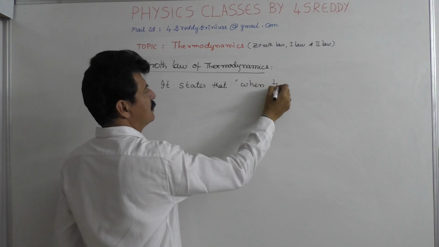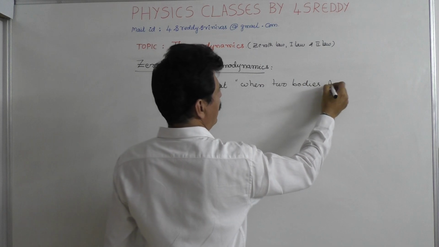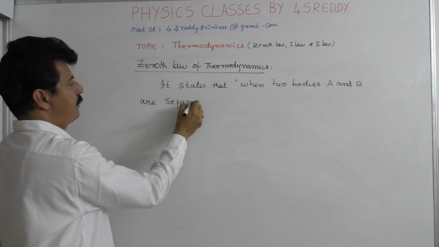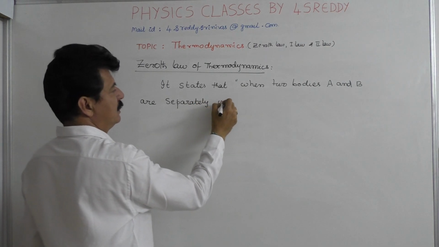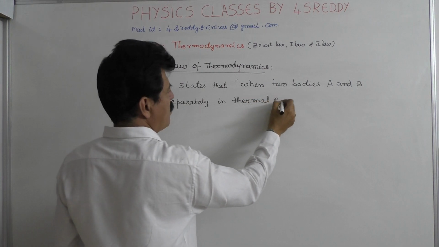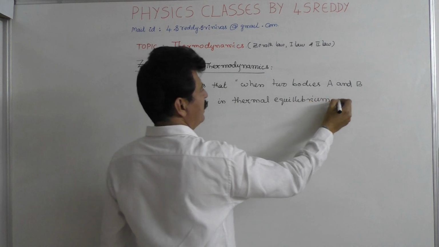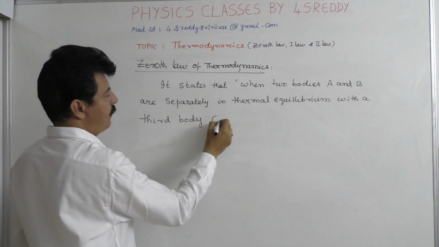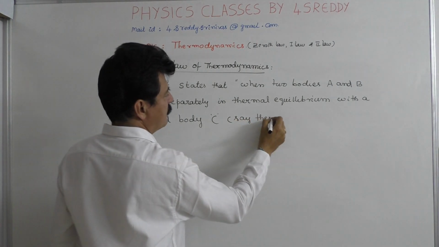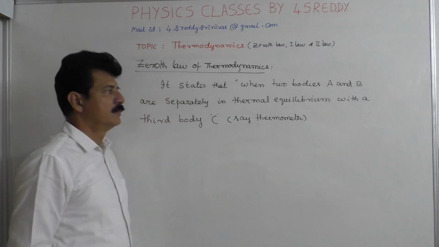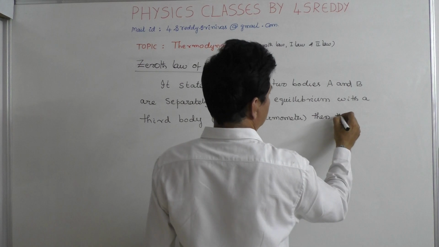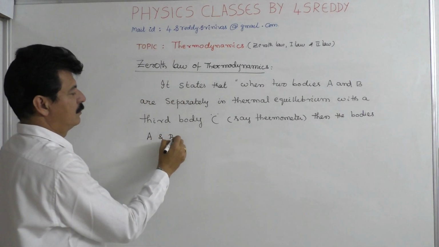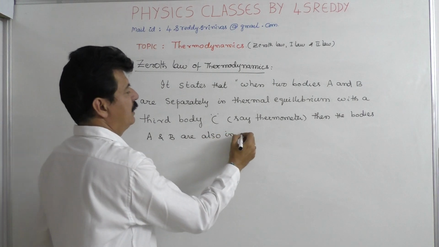When two bodies, capital A and capital B, are separately in thermal equilibrium with a third body C, say thermometer, then the bodies A and B are also in thermal equilibrium with each other.